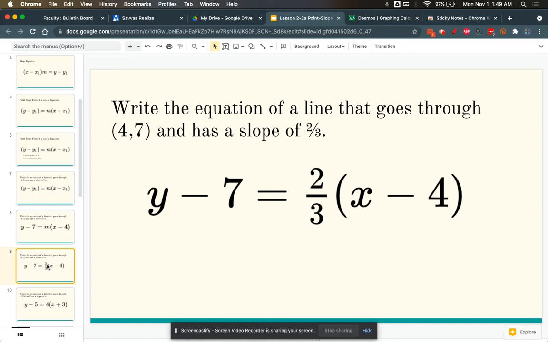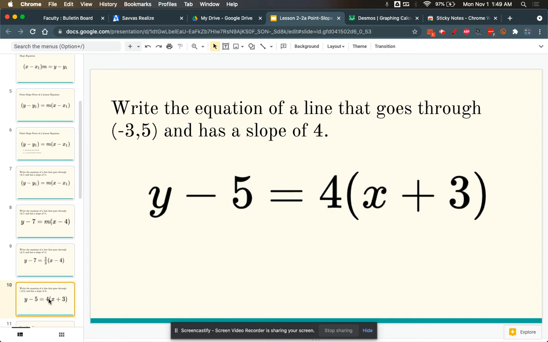Once again, to specify the difference, notice the next problem, which I've already done for you. It says write the equation of a line that goes through (-3, 5) and has a slope of 4. Well, x1 is negative 3. If you think about over here, that should be x minus x1. So it'd be x minus negative 3. And remember, when you subtract the negative, it's the same as adding the positive, so that changes to x plus 3. Do not write x minus negative 3. It is okay to change that to x plus 3.